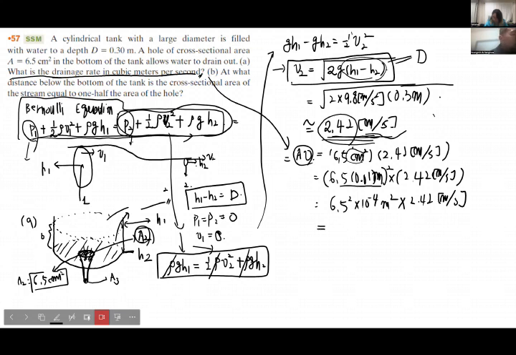That is 1.6 times 10 to the minus 3 cubic meter per second. So it shows you how much of the fluid actually drains out of this cylindrical tank through this drain hole per second.